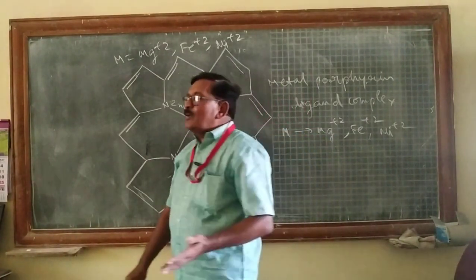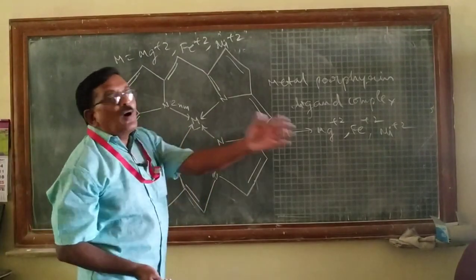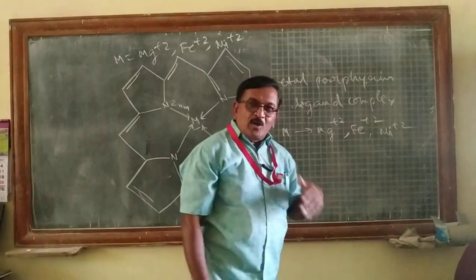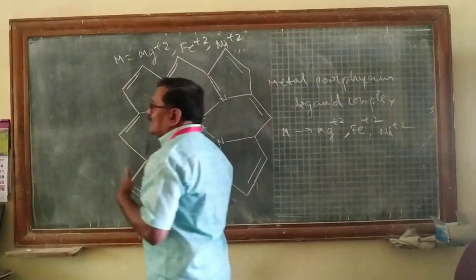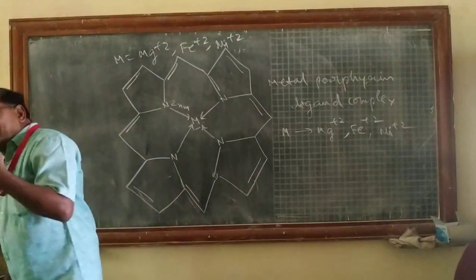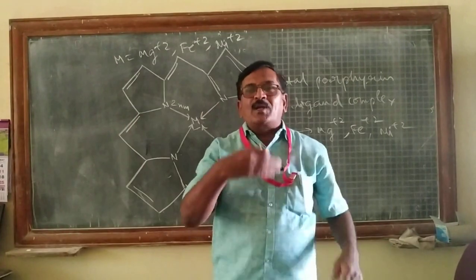If iron is there, it will be called hemoglobin and myoglobin, and nickel will give different compounds. The chlorophyll is present in the plants. The plants are green due to the chlorophyll. It absorbs sunlight, and the photosynthesis process will be continuous.